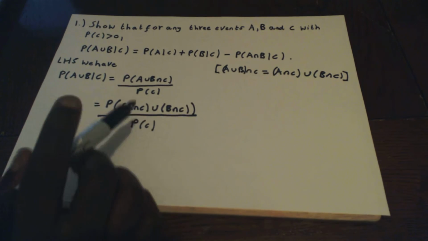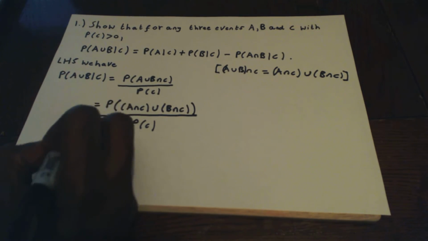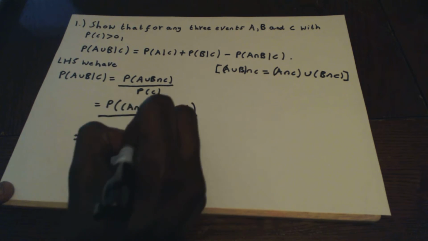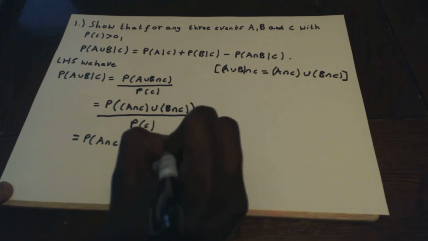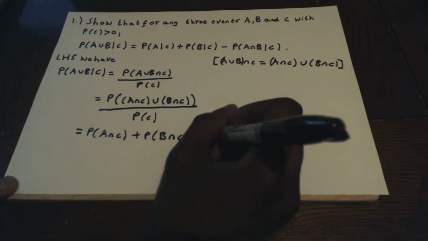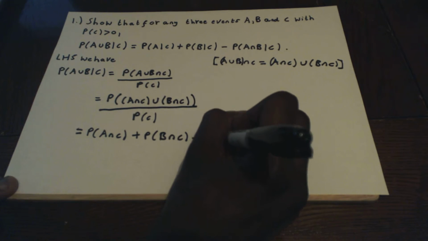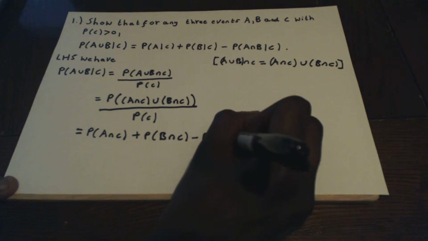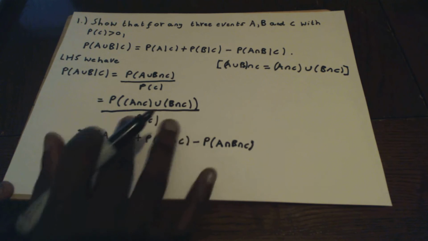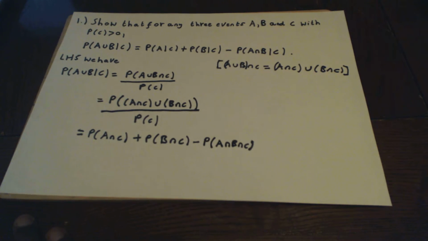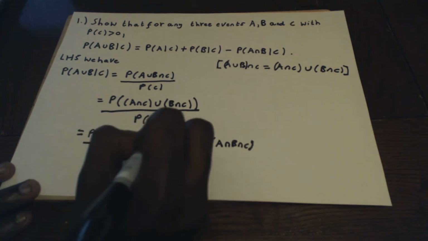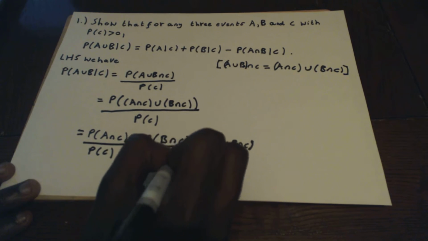What do we have? Well, that means that the probability of A intersection C union B intersection C is, by inclusion exclusion, the probability of A intersection C plus the probability of B intersection C, and then minus the probability of A intersection B intersection C. And we know that this is all over the probability of C. But since my right hand side has them split up, I'm going to write the probability of C under them individually. So I can write it like so.